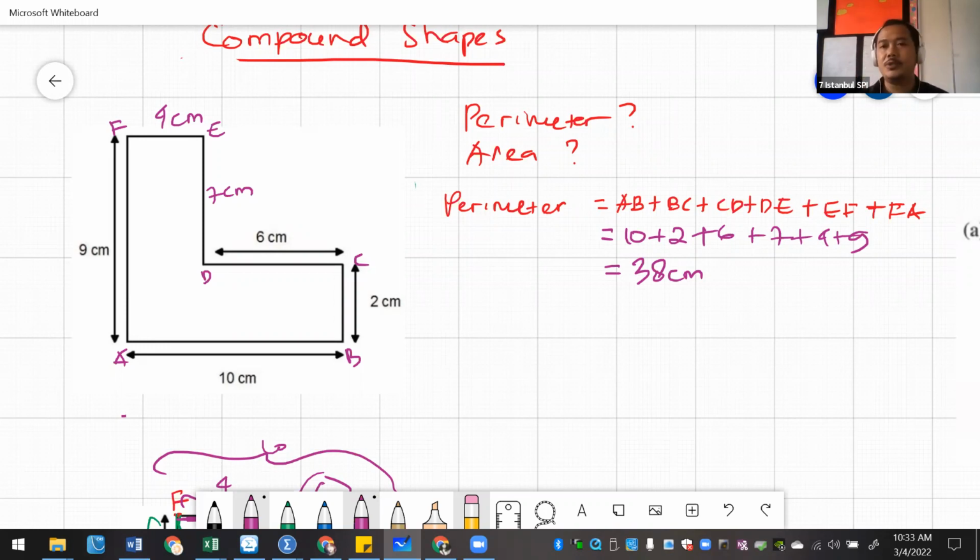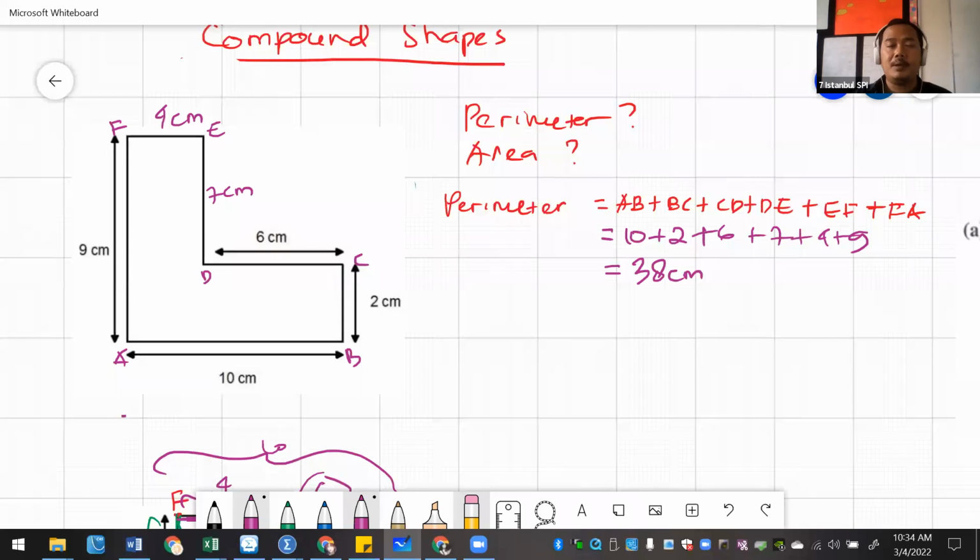Okay, next question, which is the area. For the area, guys, let's go back to the definition again. The area is calculating how many square units are inside a shape, right? This is a compound shape, and you can separate it into several parts. You can dismantle this shape into several parts.